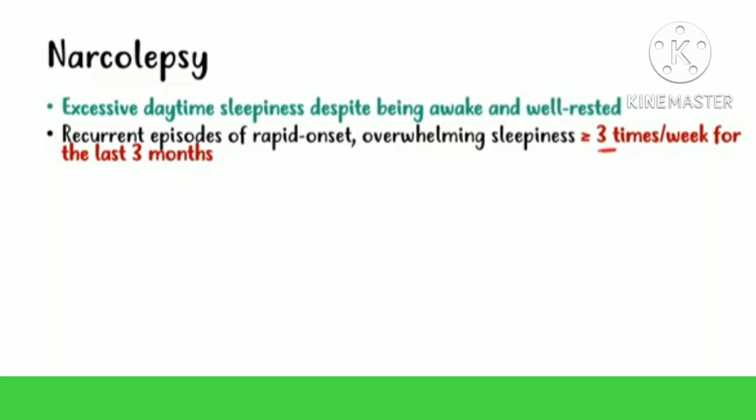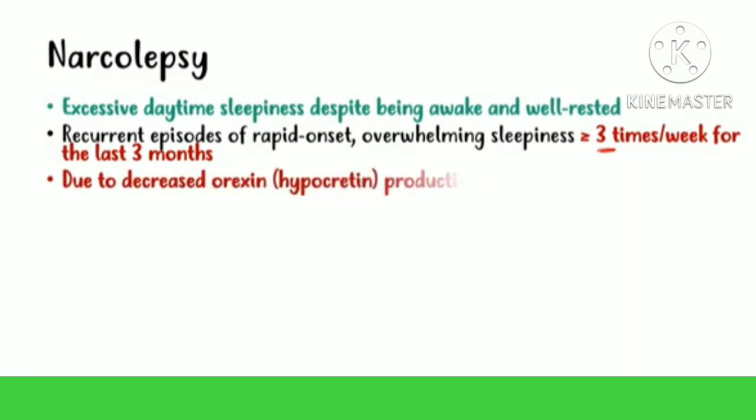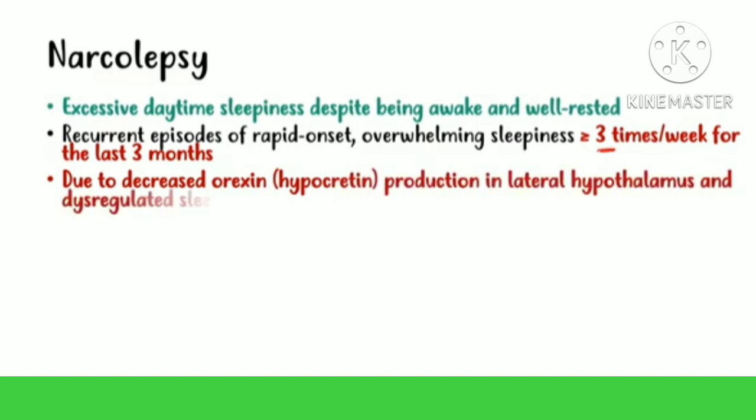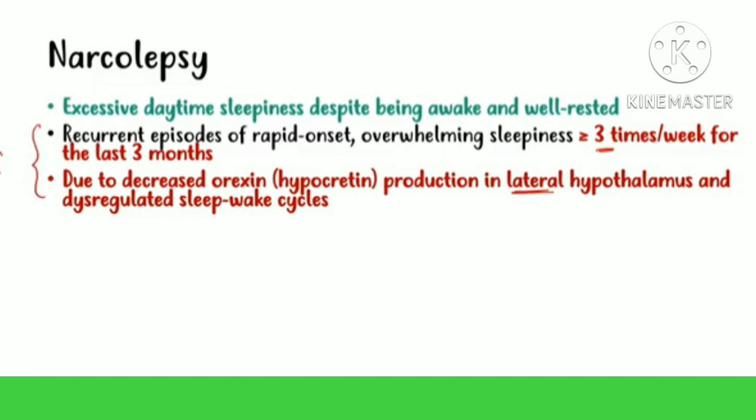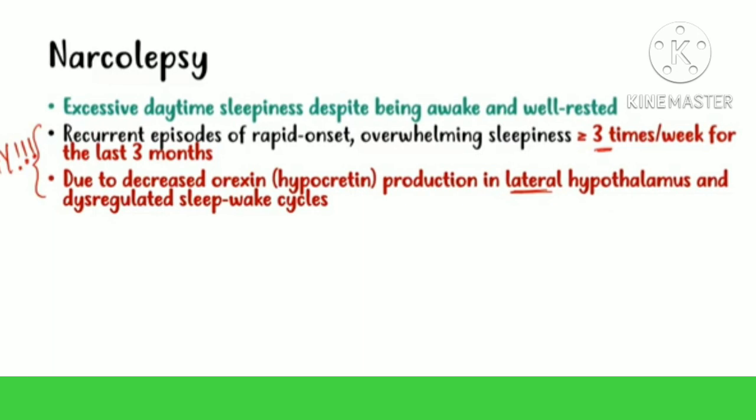Another thing to understand is when it comes to the pathogenesis, this is all due to decreased orexin, aka hypocretin production in the lateral hypothalamus. Okay, and this leads to dysregulated sleep-wake cycle. So all of this is very important. I highly recommend you guys write it down or just commit it to memory. Orexin and the timeline. 3 times a week for greater than 3 months. Orexin is produced in the lateral hypothalamus, and that's what's leading to narcolepsy.